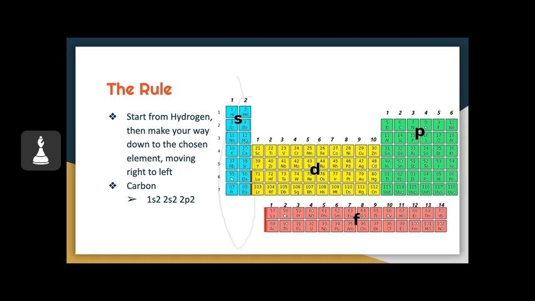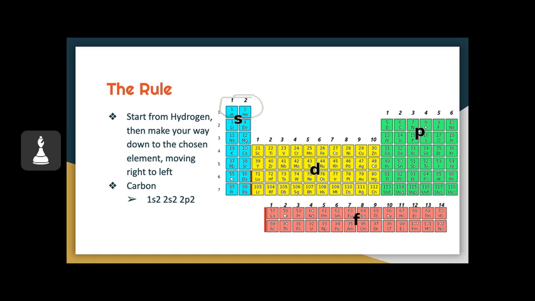Say I were writing the electron configuration for carbon. I'll start by moving to the s block and writing 1s2, as we start with the first row of the s block and the first two elements given. Since there's nothing else in this row, we move to the second row, writing 2s2.